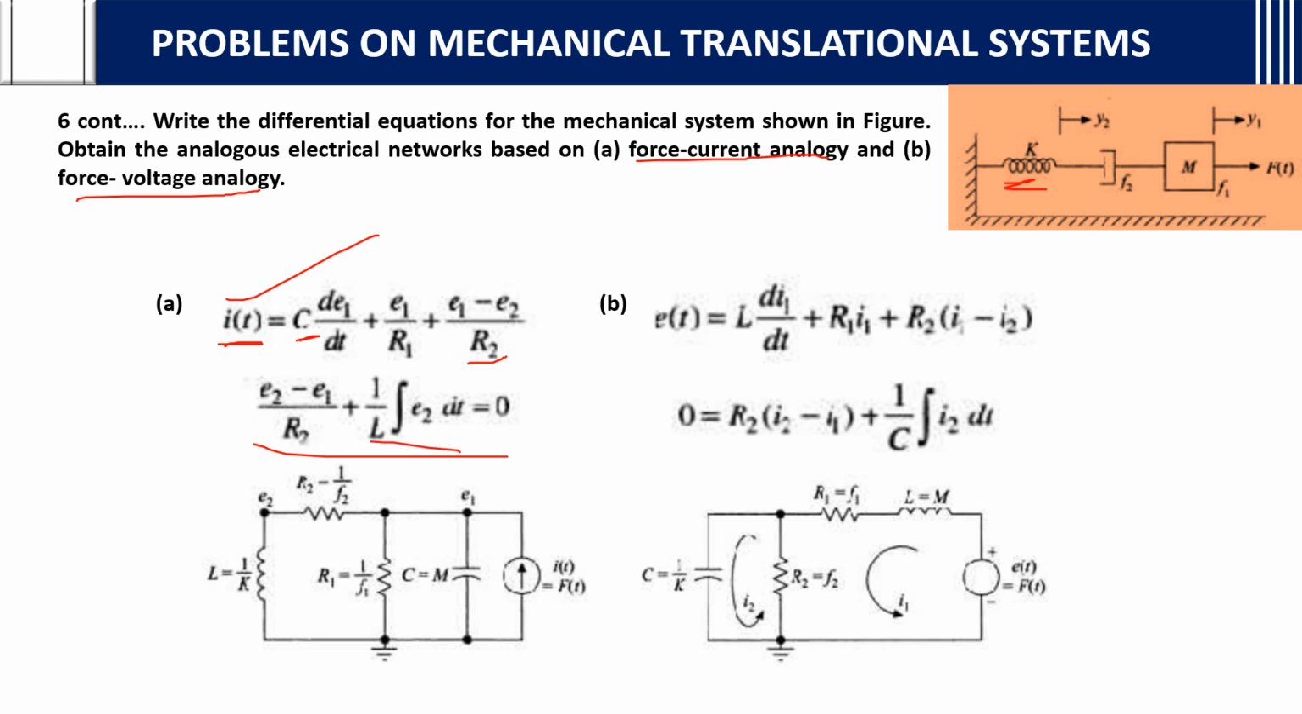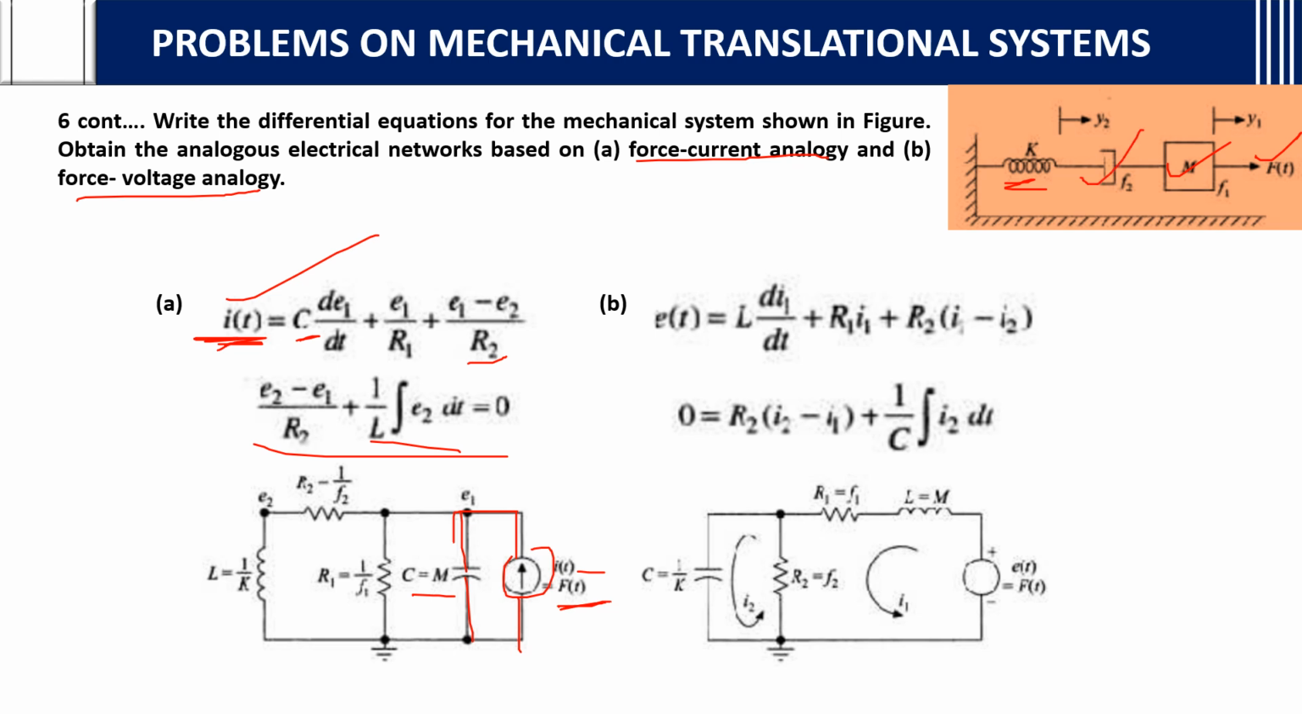Now, how do we draw the diagram? See carefully, as it is the force-current analogy. First, the force is applied on which side? The right side. So first you draw the current source, I of t equals F, because we consider F of t as I of t in the electrical system. Then in parallel, M is C, so you will consider C parallelly, C equals M. Then again in parallel you have F1.